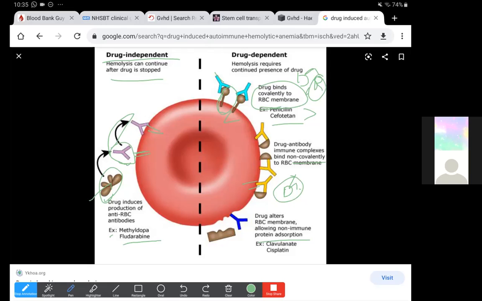And then this is the part in which the drug causes modification in the RBC membrane, allowing non-immune protein absorption. This is the mechanism followed by clavulanate and cisplatin.